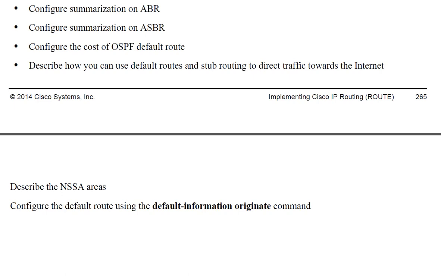We're going to take a look at injecting a default route and modifying the cost of a default route as it comes into the network. And then we're going to talk about how we can use default route and the stub routing feature to essentially allow reachability to networks that I don't have specific information for. We'll take a look at what an NSSA is, not so stubby area, and then we'll also take a look at the default information originate command as well.